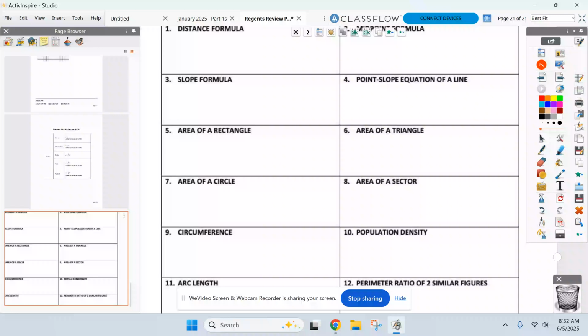These are formulas that you're going to need to know. One of them was on the test yesterday, area of a sector. I guess you believe me now, that everything was on there.